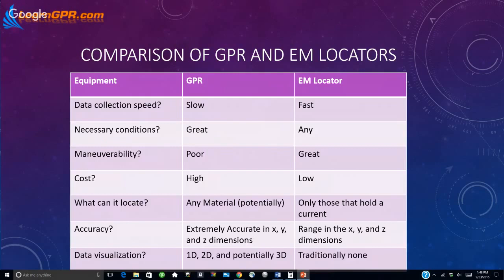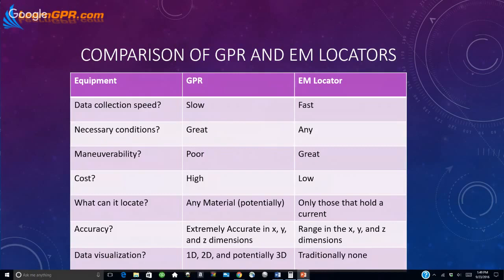Maneuverability is very poor with GPR in general, especially with cart systems, but there are ways to combat that a little bit. You can hook a GPS unit to it, so you can maneuver around how you want. And you can actually take your antenna off of a cart and just pull it, which sometimes makes it easier to maneuver your antenna. What you might do is put a survey wheel or a GPS right on it and just drag it instead of pushing a big, clumpy cart around.